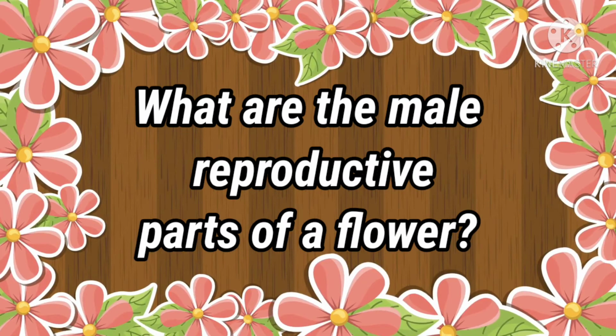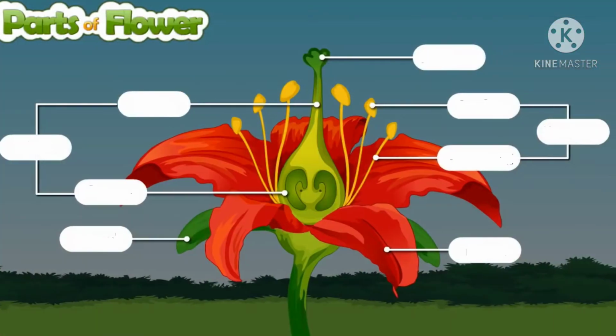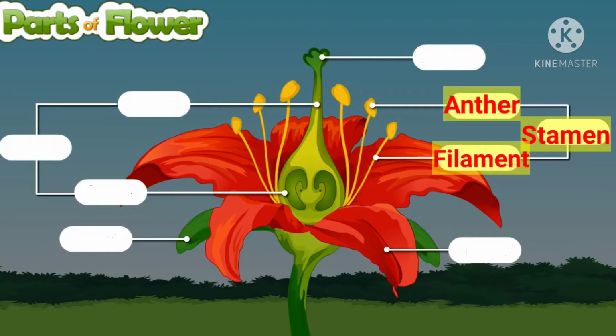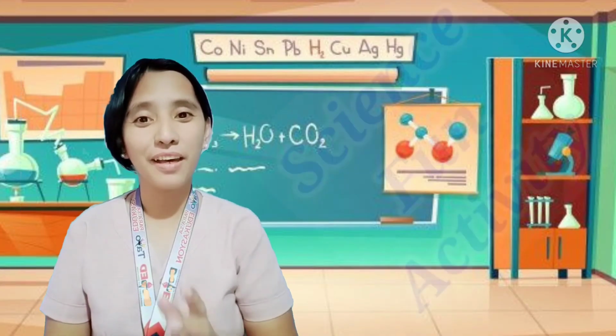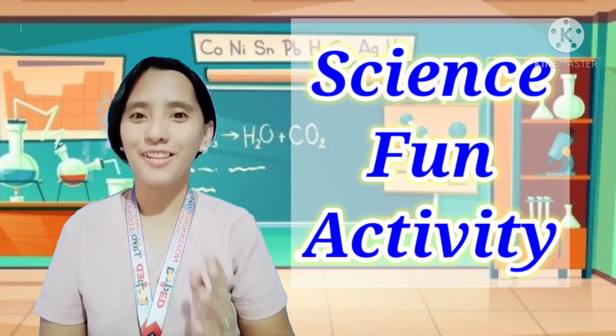What are the male reproductive parts of a flower? That's good. The male reproductive part of a flower is called stamen. It is composed of 2 parts, the anther and the filament. Great job, kids! Now let's have another fun activity to enhance your learning. In this activity, you will identify the part of the flower being described. Okay? You only have 10 seconds to answer each question. Are you ready?